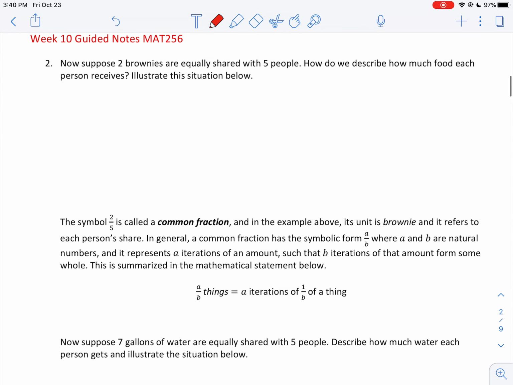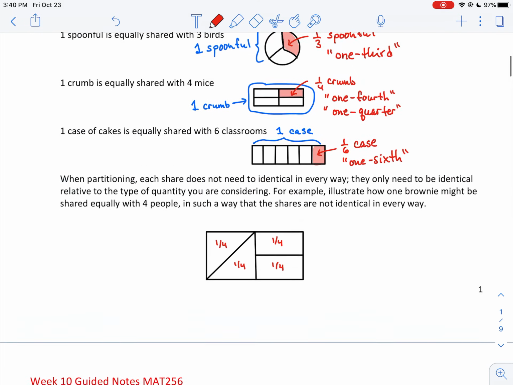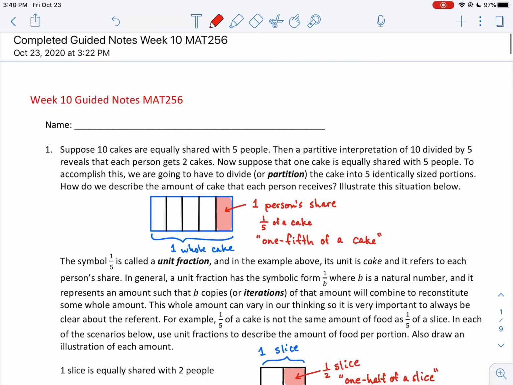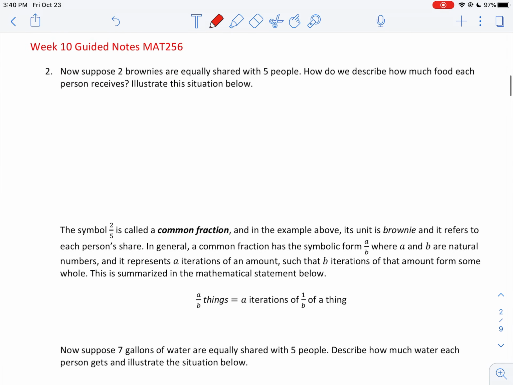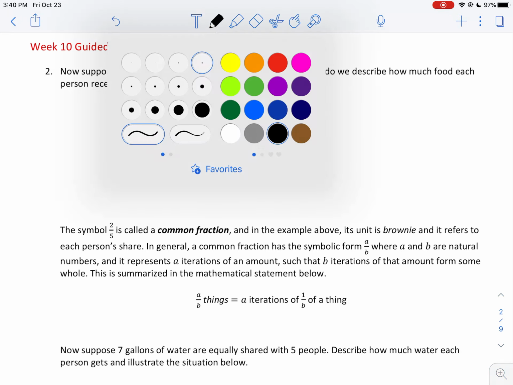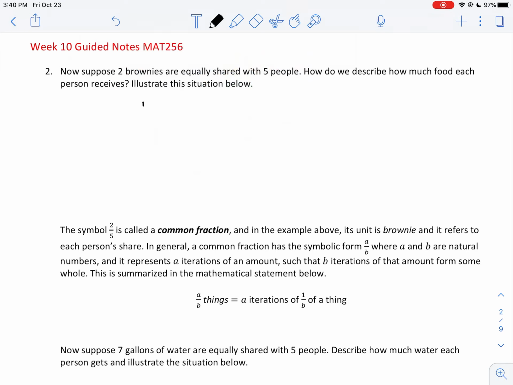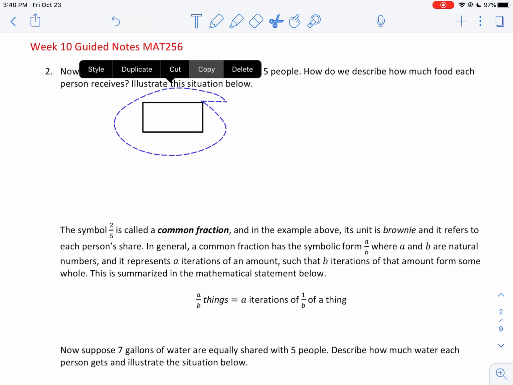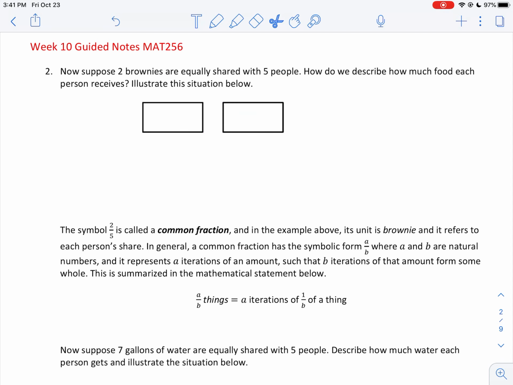All right, number 2. Now suppose 2 brownies are equally shared with 5 people. Before, we did 1 cake shared with 5 people. Now we're going to do 2 brownies equally shared with 5 people. How do we describe how much food each person receives? Okay, so I'm going to draw the 2 brownies as rectangles. I'm going to make sure that these are equal, so I'm just going to draw one and then copy it. There we go. So here's our 2 brownies.